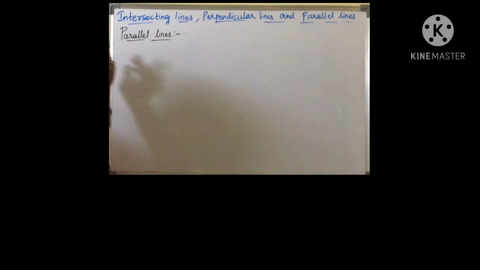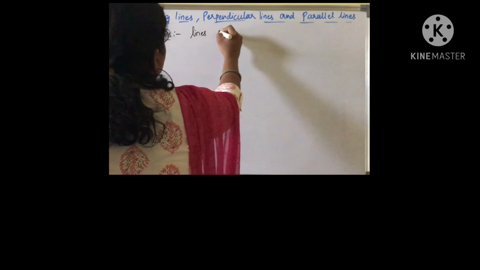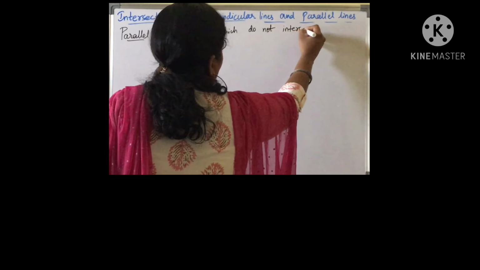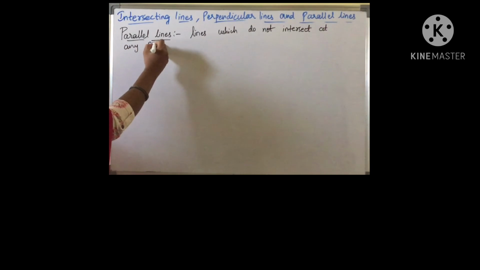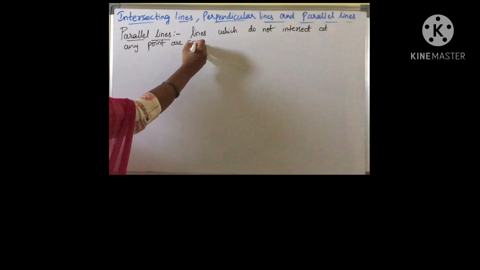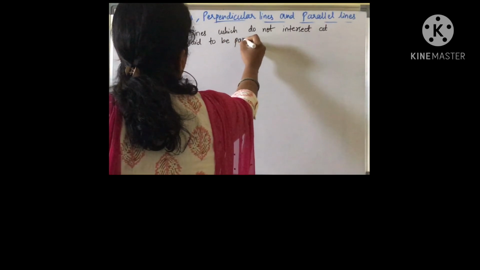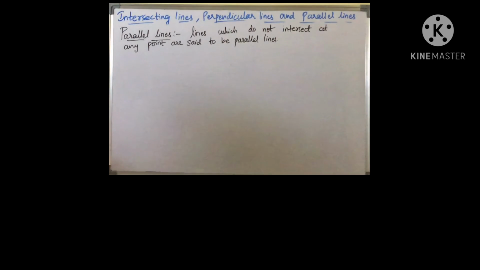In geometry, parallel lines are lines in a plane which do not meet. That is, two straight lines in a plane that do not intersect at any point. So the definition is: lines which do not intersect at any point are said to be parallel lines. So they never meet even when you extend them.